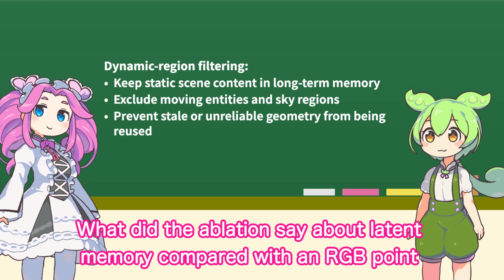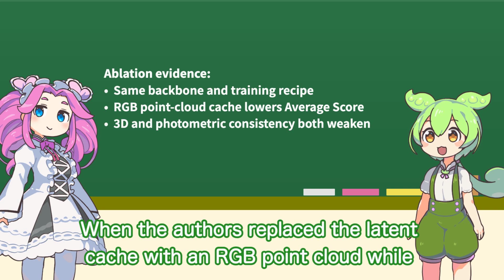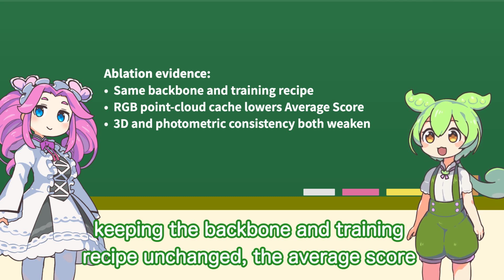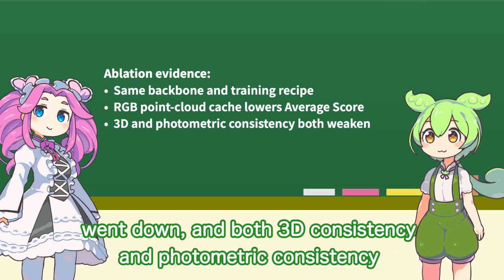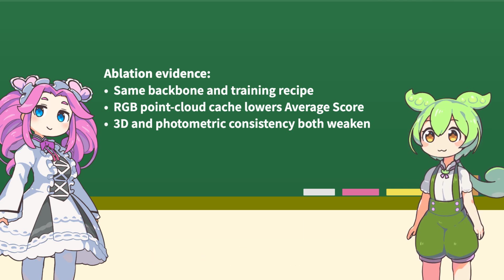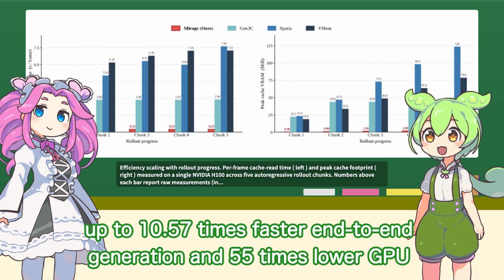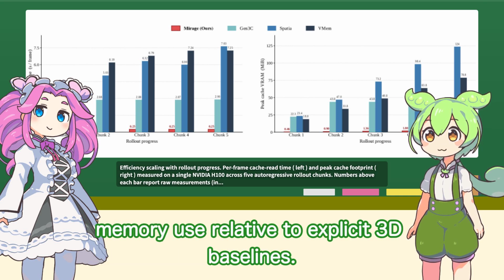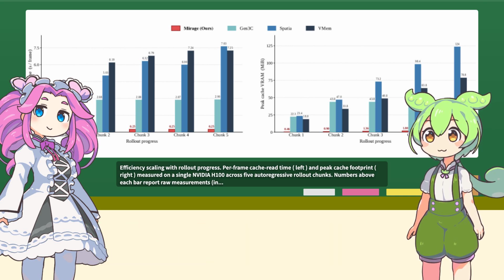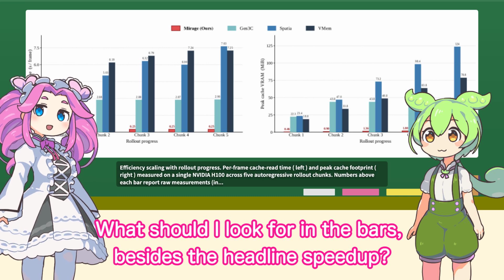What did the ablation say about latent memory compared with an RGB point cloud? When the authors replaced the latent cache with an RGB point cloud while keeping the backbone and training recipe unchanged, the average score went down, and both 3D consistency and photometric consistency weakened. The efficiency plot makes the cost difference concrete. Mirage reaches up to 10.57 times faster end-to-end generation and 55 times lower GPU memory use relative to explicit 3D baselines. What should I look for in the bars besides the headline speedup?